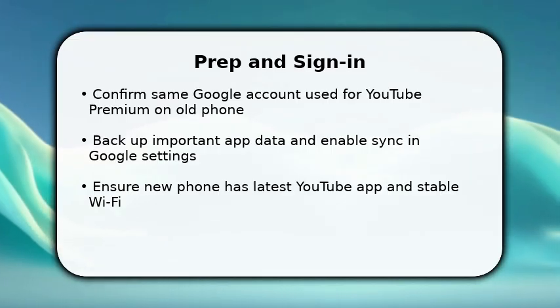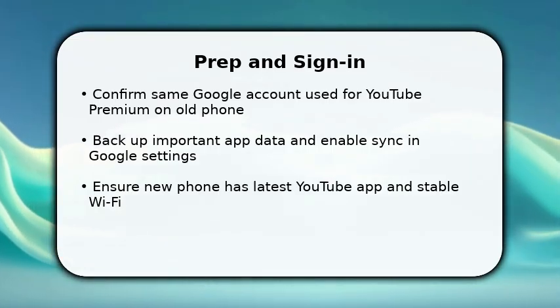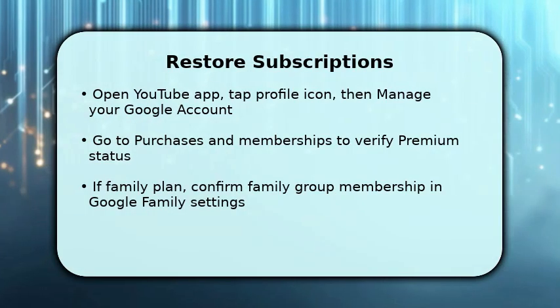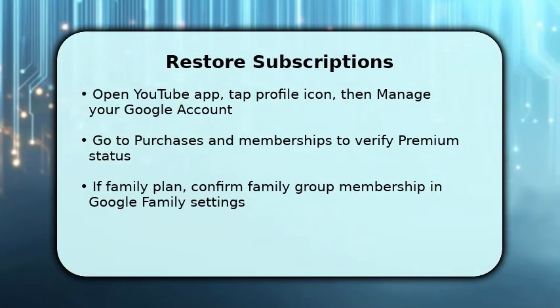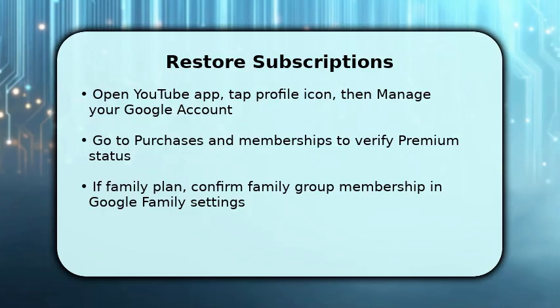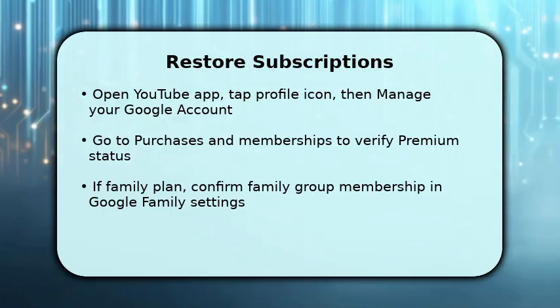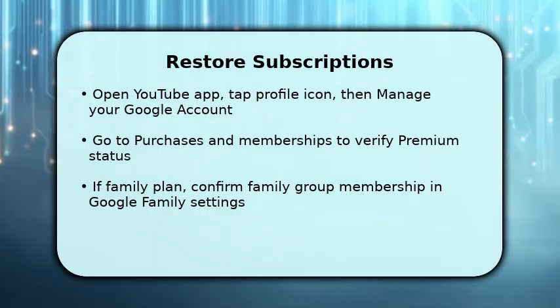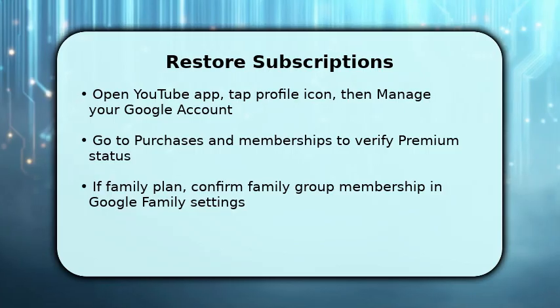Now proceed to the next setup steps to ensure offline content and family settings transfer correctly. Next, open the YouTube app and tap your profile to access account settings. Navigate to purchases and memberships to confirm YouTube Premium shows active. If it's missing, force sync by signing out and signing in again.